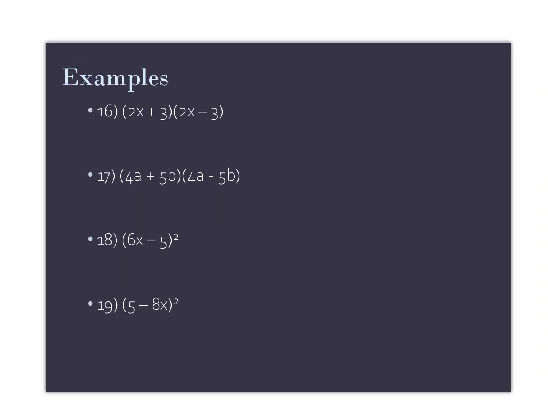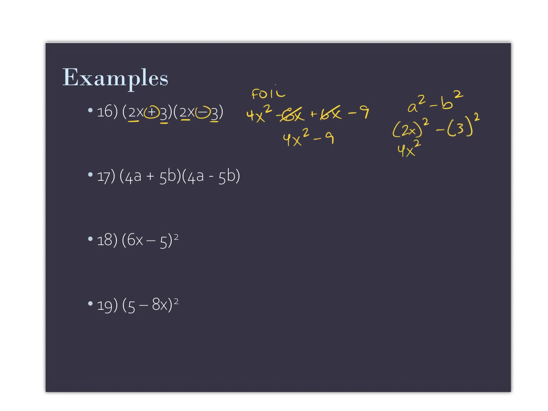So this one here, notice it's a difference of squares. A is 2x, B is 3, one is a plus, and one is a minus. So again, if you did this by foiling, you would do first times first, outer times outer, inner times inner, and last times last. These would cancel, and you'd get 4x squared minus 9. If you remember the pattern that says it's a squared minus b squared, well, a is 2x, and b is 3. So it'd be 4x squared minus 9. And so again, the pattern's pretty important, and I would definitely use the pattern for these.